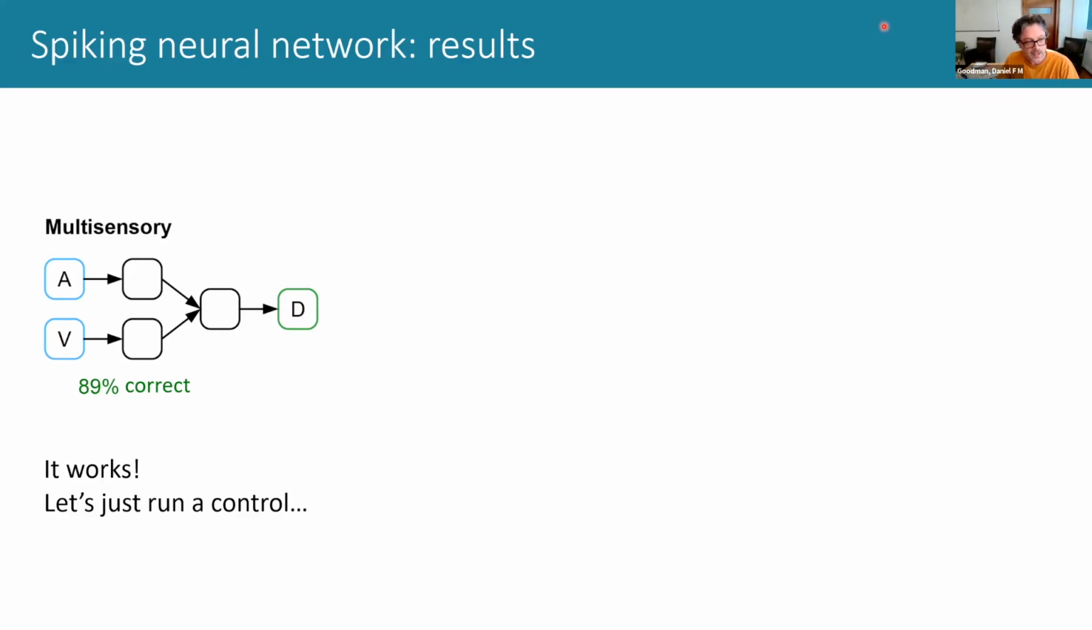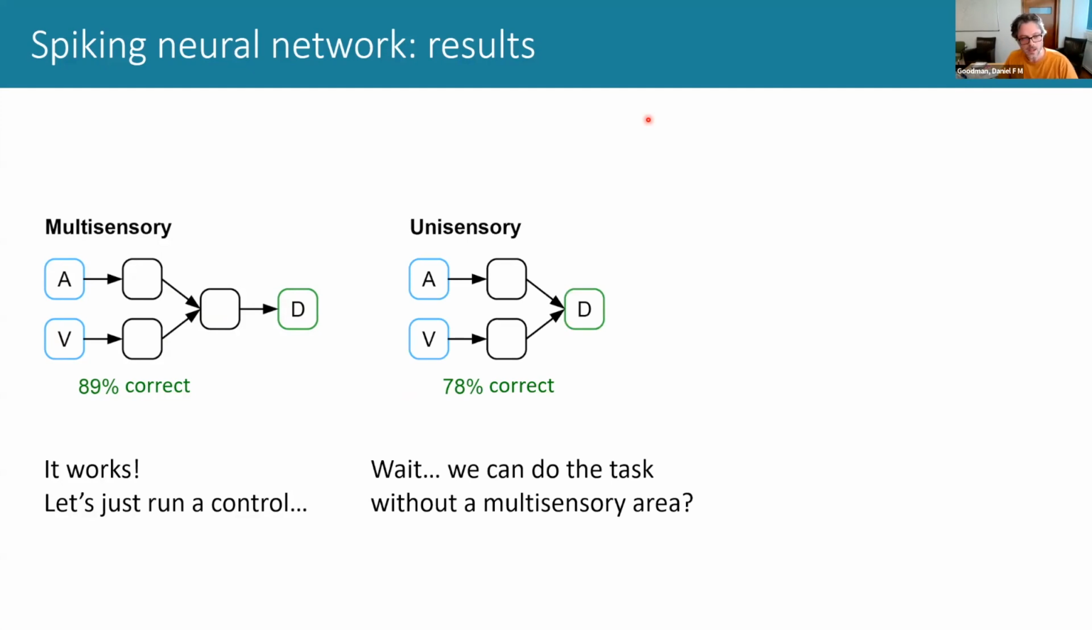So the control I decided to do was just delete the multisensory area entirely and connect these directly to these decision units, thinking if there's no multisensory area, I can't do a multisensory task. But it could. Actually, it got almost as good performance without the multisensory area. So we banged our head against the wall for a long time about this, trying to find where we might have accidentally biased our data generation routines. And we couldn't find a solution at first.